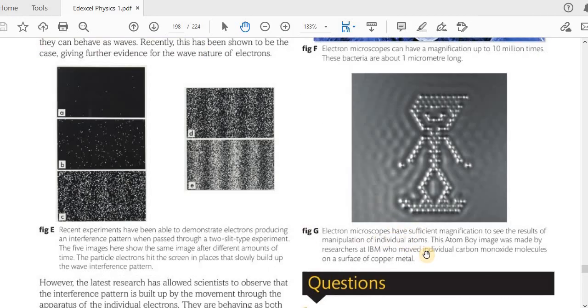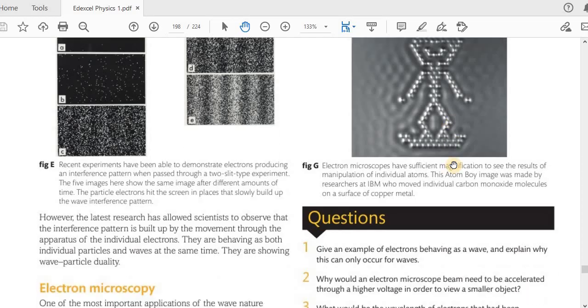And then we saw that the electron microscope has sufficient magnification to see the result of manipulation of individual atoms, like here. You can see individual carbon monoxide molecules on a surface of copper metal were moved, and you get this. They make this image.